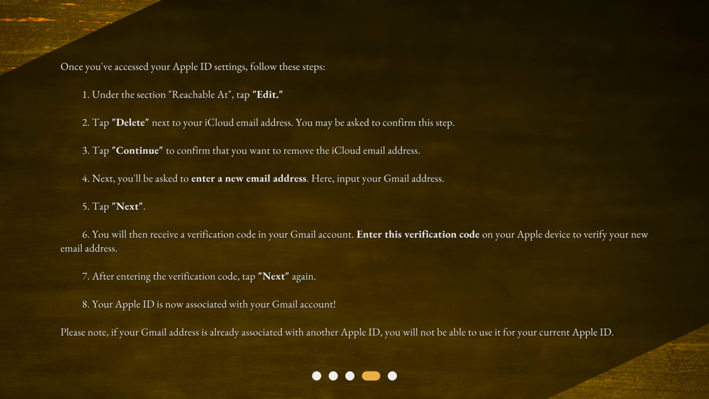5. Tap Next. 6. You will then receive a verification code in your Gmail account. Enter this verification code on your Apple device to verify your new email address. 7. After entering the verification code, tap Next again. 8. Your Apple ID is now associated with your Gmail account. Please note, if your Gmail address is already associated with another Apple ID, you will not be able to use it for your current Apple ID.